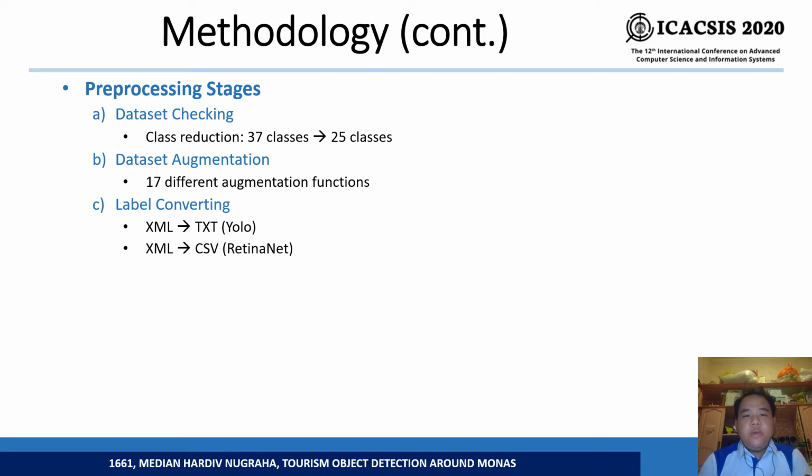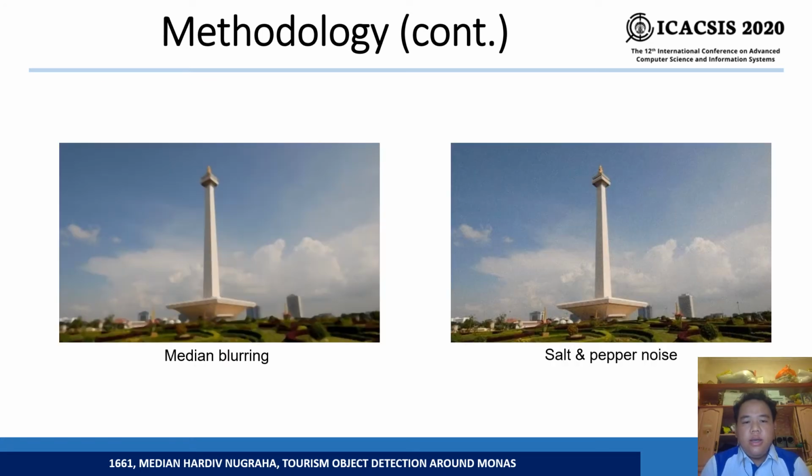And then the last pre-processing stage is label converting, which is converting from XML, which is the original dataset format, and then we convert it to TXT by YOLO standard, and then to CSV by RetinaNet standard. And from here we can see that there are two images that have been augmented, and the functions are median blurring and salt and pepper noise. These are just two examples of the 17 total augmentation functions that we use.